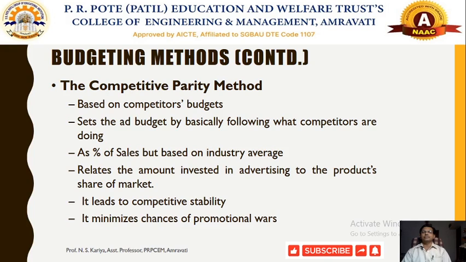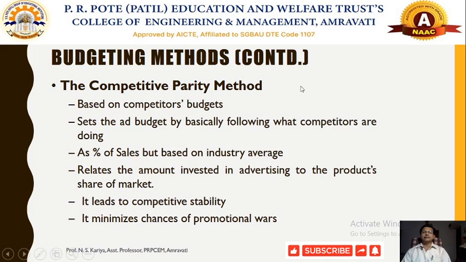So here, what will be the overall competitor strategy that is being taken into account, and how much budget they allocated last year or in the previous year? Depending on the competitors' advertising budget, they are calculating the percentage of sales based on the industry average. So in the case of the competitive parity method, the competitor strategy has to be taken into account, and finally, considering the industry average, they will decide the percentage of sales.